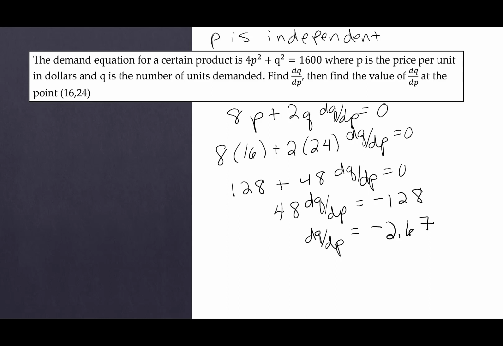This says if we increase the price, so the price was 16, if we increase the price from 16 to 17, then we expect that the quantity will decrease from 24, and it will decrease by about 2.67. So changing the price is going to change the number of items demanded.